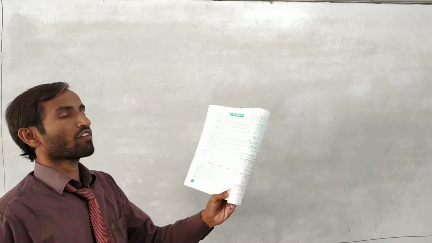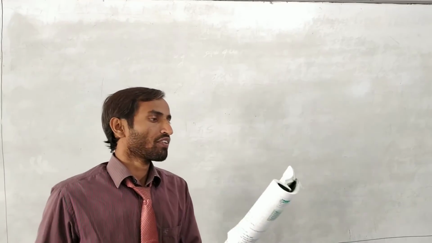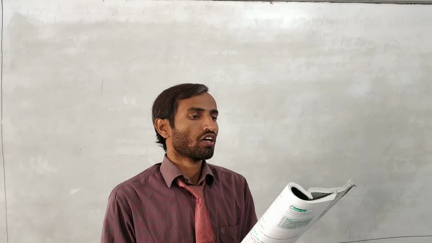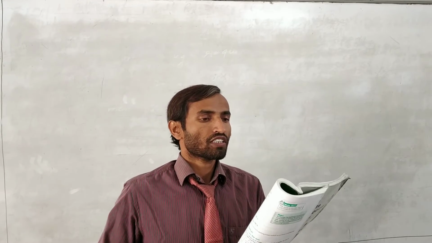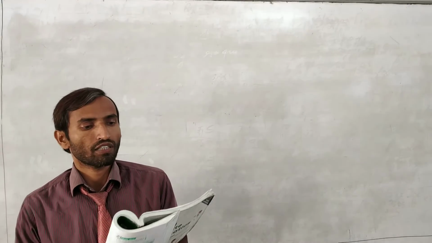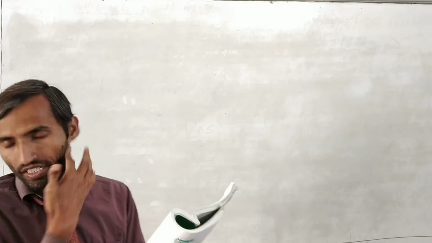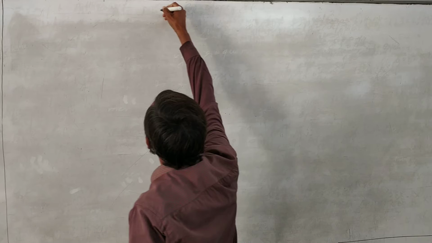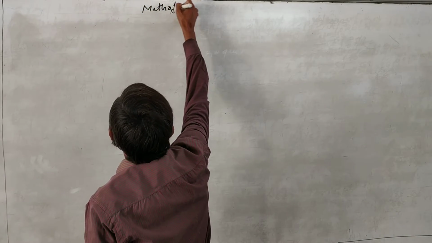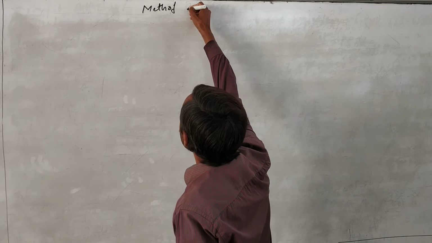So in question number 1, just read: 55% of the students in a school are girls. What percentage of students are boys? Find the number of students if there are 216 boys. So the number of boys is given and the percentage of girls is given. We have to first find the percentage of boys, and then we have to find the total number of students.